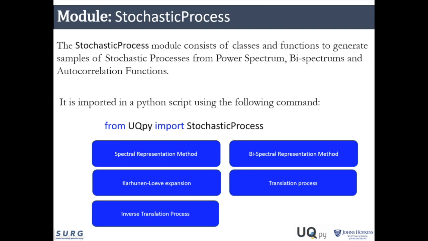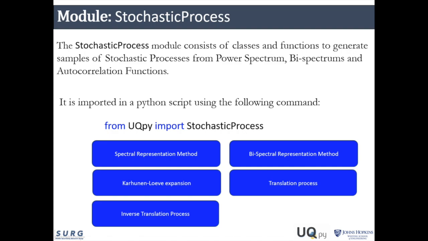I'm Lohit, and now I'm going to present the stochastic process module in UQpy. The stochastic process module primarily contains classes and functions for generation of stochastic process from power spectrum, bispectrum, and autocorrelation function, as well as modules to translate these generated stochastic processes to some other non-Gaussian stochastic process maybe. The stochastic process module can be imported with the command from UQpy import stochastic process, as we have seen throughout these 2 days.